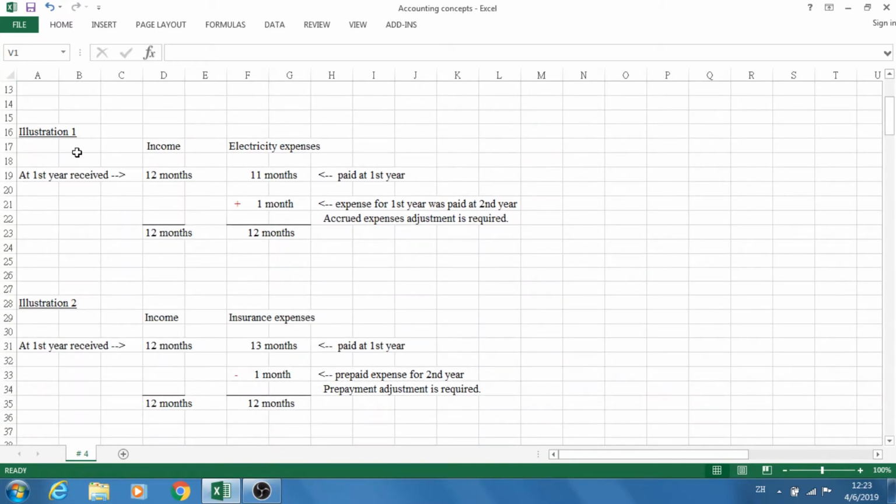Illustration 1. This company received 12 months income in the first year, but paid 11 months electricity expenses in the first year. That means 1 month electricity expenses for the first year was paid in the second year. Accrual expenses adjustment is required to add 1 more month electricity expenses so that 12 months electricity expenses is matched with 12 months income.